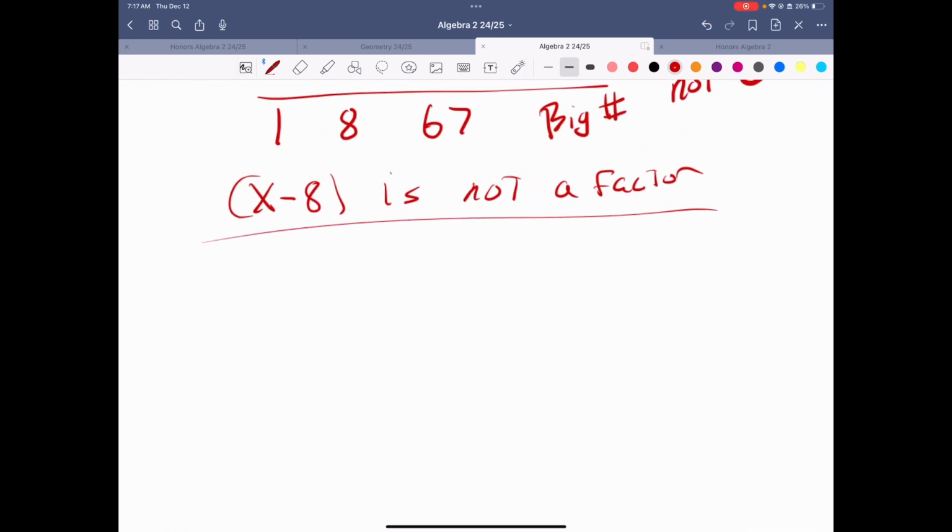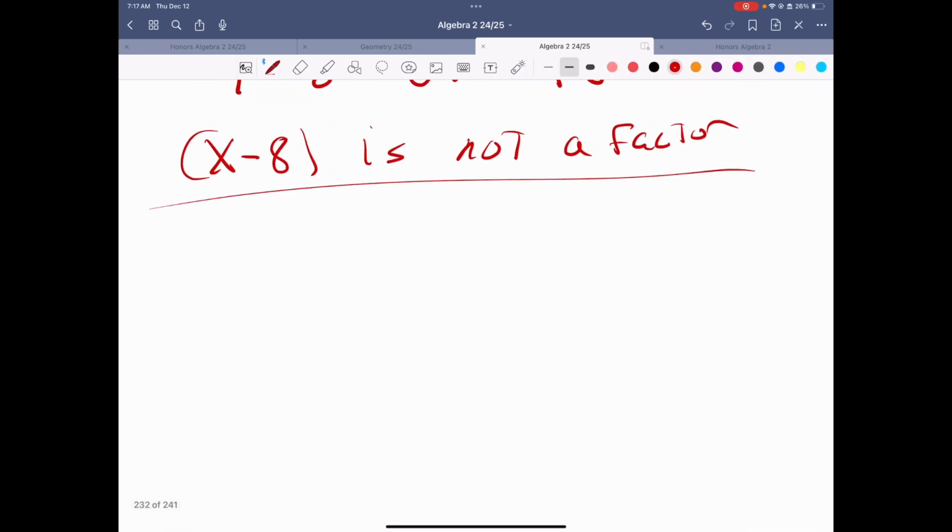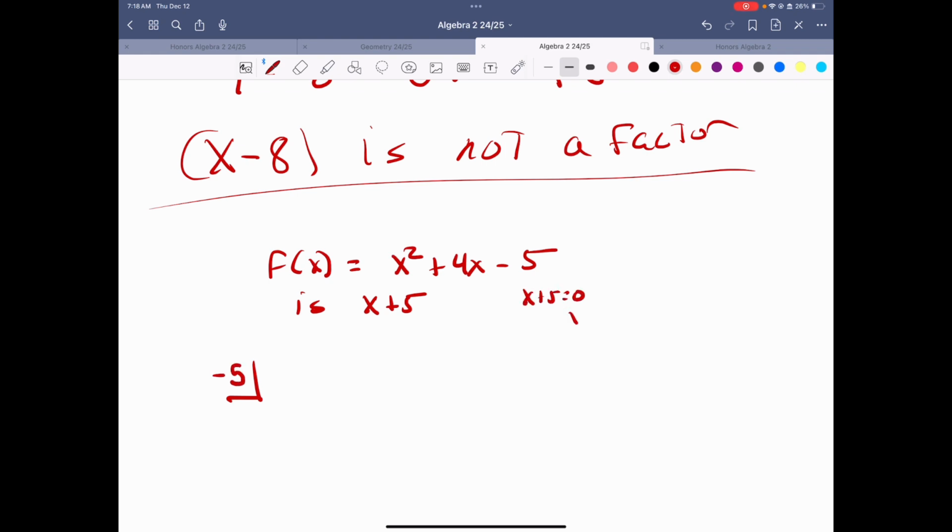Okay. I'm going to have you try one more. Again, I'll have you press pause. So let's go with f of x is equal to x squared plus 4x minus 5. And I want to know, is x plus 5 a factor? So inside of our box, we're going to put negative 5. X plus 5 equals 0, so x is equal to negative 5. 1, 4, and negative 5.